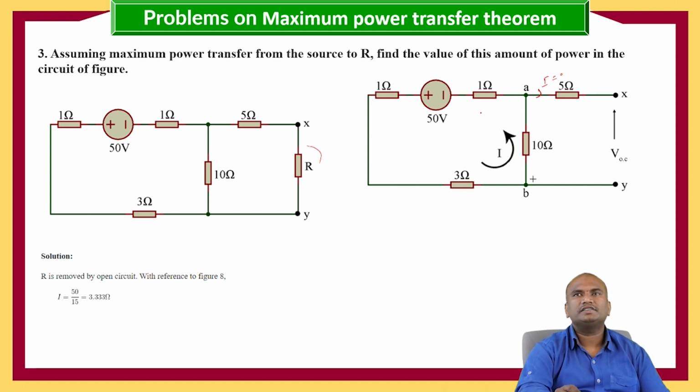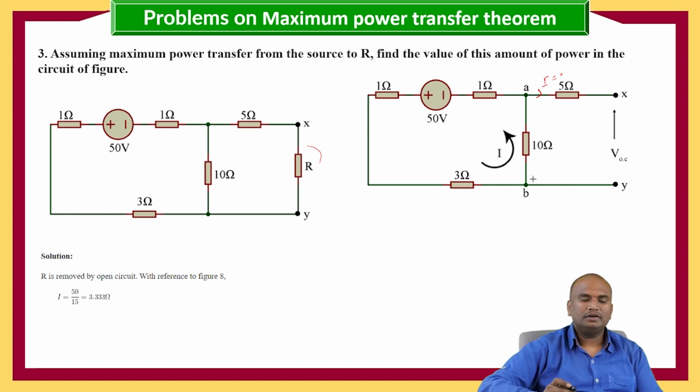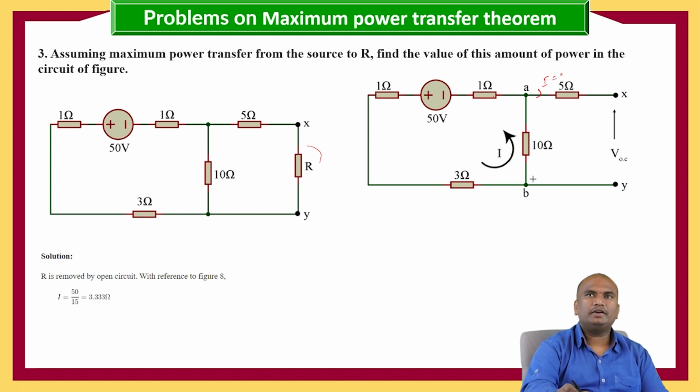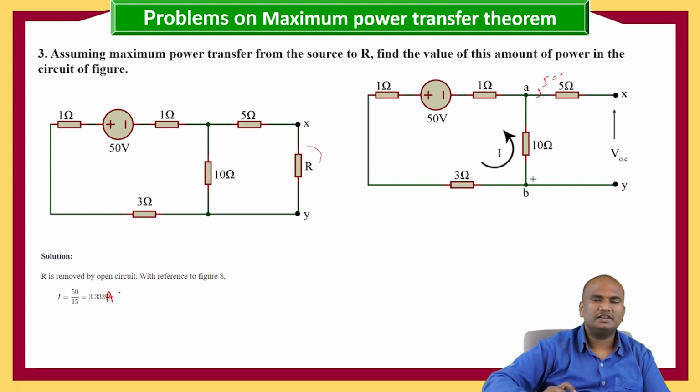So first let us calculate the current flowing through this 10 ohms. For that, all these resistances are connected in series: 1 ohm, 1 ohm, 3 ohms and 10 ohms. When n number of resistances are connected in series, the equivalent resistance will be R1 plus R2 plus R3, and so on up to Rn. So here 4 resistors are connected in series: R1 plus R2 plus R3 plus R4, that is 1 plus 1, 2 plus 3, 5 plus 10, 15 ohms. So I is equal to 50 by 15, that is 3.33 amperes. This is the current.